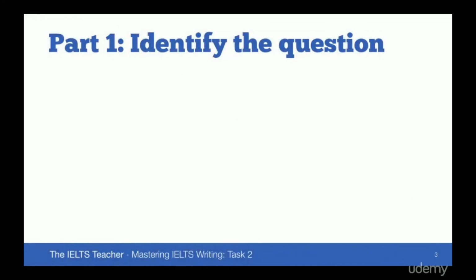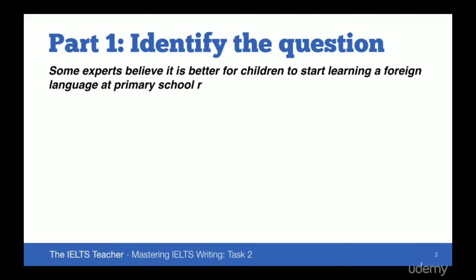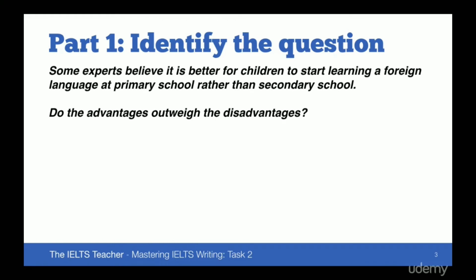So how do we go about planning? There should be a 3-part process to planning. Part 1 is to identify the question type. We looked at this 2 lectures back, the 4 different question types. So let's see if we can do that here, identify the question types.